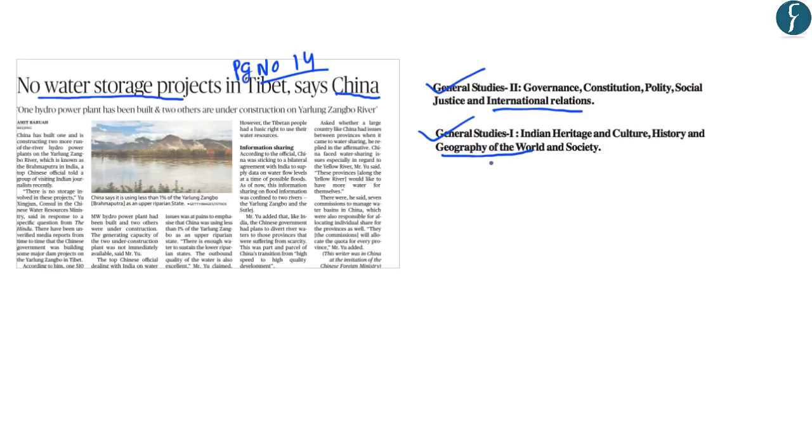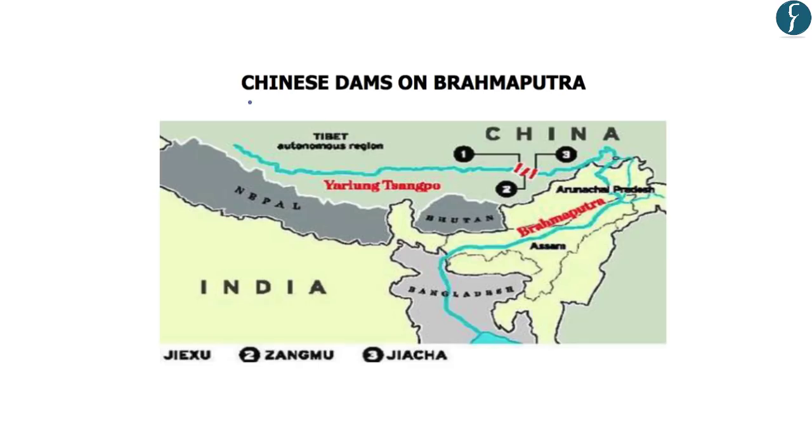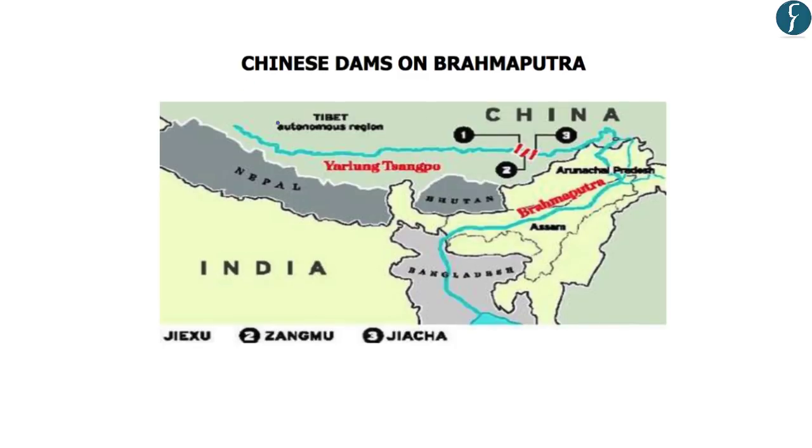So, in this article, let us try to understand what is the issue of dams which are being constructed by China in its Tibet region and how are they going to impact India. First, let us look at the geography of the rivers which are flowing into India from China. Before understanding the geography, let us understand the importance of water resources for both these countries.